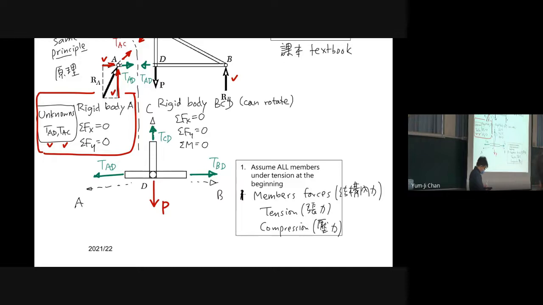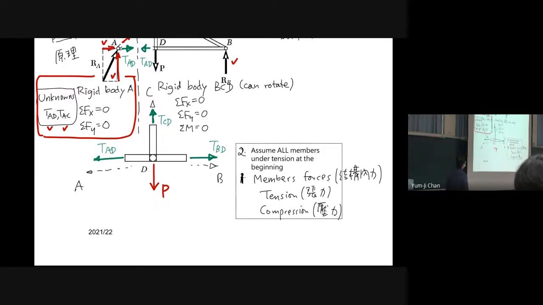In these calculations, if the result is positive, which is T greater than 0, it means the member is in tension. And if T is smaller than 0, it means we have compression.